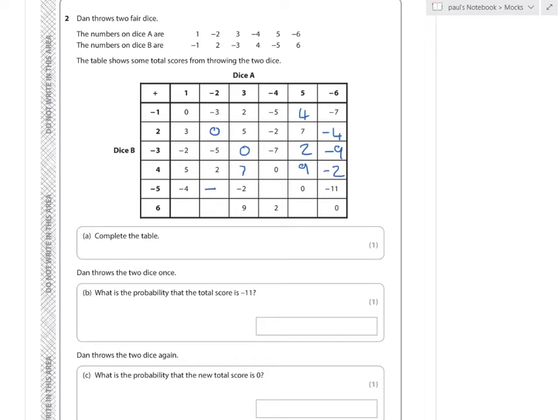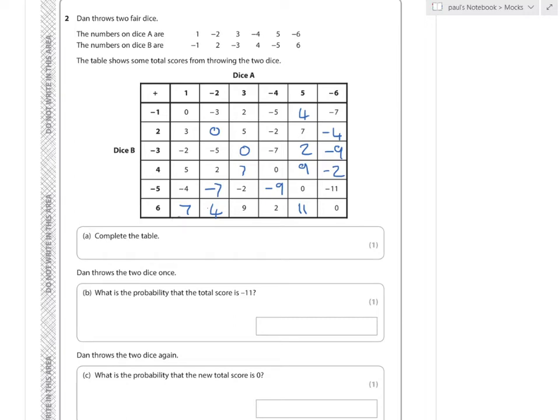Minus 5 and minus 7. Minus 5 and minus 9. 6 and 1 is 7. 6 and minus 2 is 4. And 6 and 5 is 11. Okay. What's the probability that the total score is minus 11? How many minus 11s have we got?